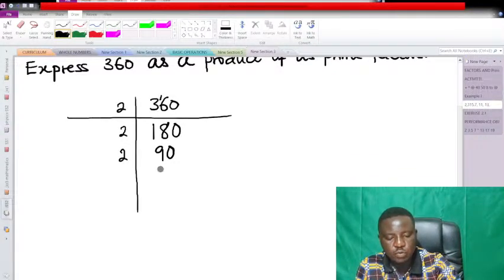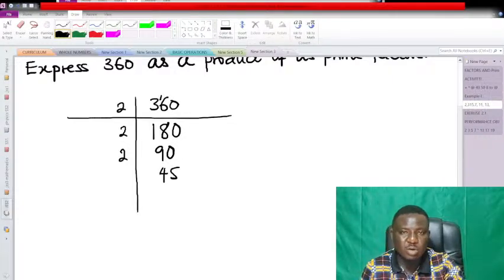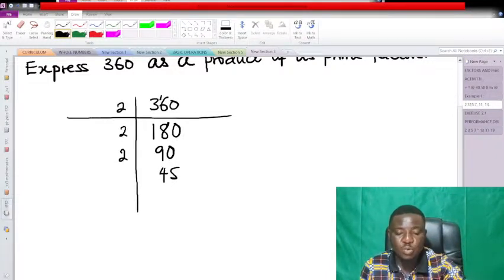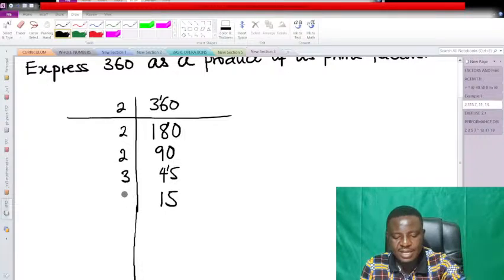2 into 90 is 45. But 2 cannot divide 45. So I will go to the next prime number, which is 3. Can 3 divide 45? Yes. 3 into 45. 3 into 4 is 1 remainder 1. This becomes 15. 3 into 15 is 5. Can 3 divide? Yes. 3 into 15 is 5.